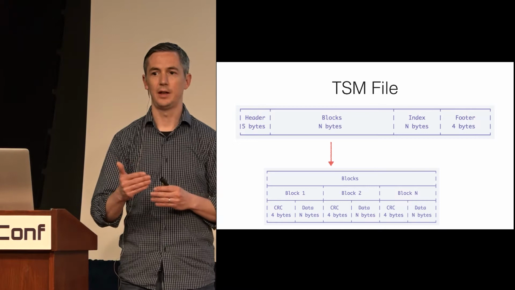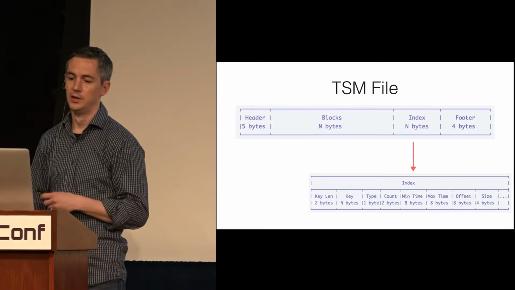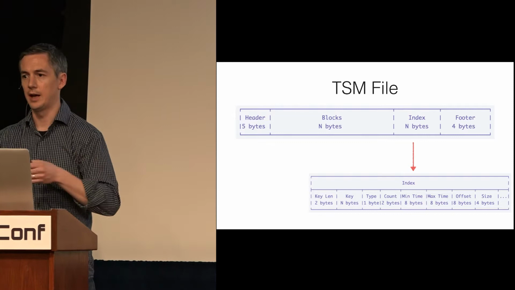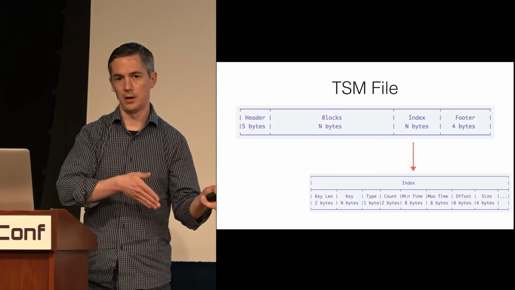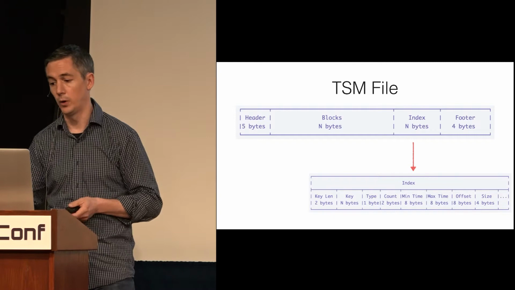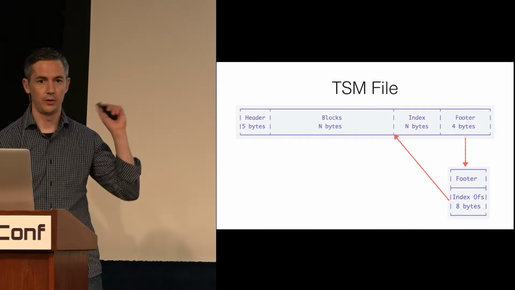Then we have an index, so we can see the key length, the key itself, which is a string key, right? The measurement name, the tag set, the field. We have the number of values that are in the file, the min time and the max time. And we use that basically so that when a query comes in looking for a specific time range, we can find which file it's in and where in the file it is quickly. And then finally, we have a footer that just tells us where the start of the index is.